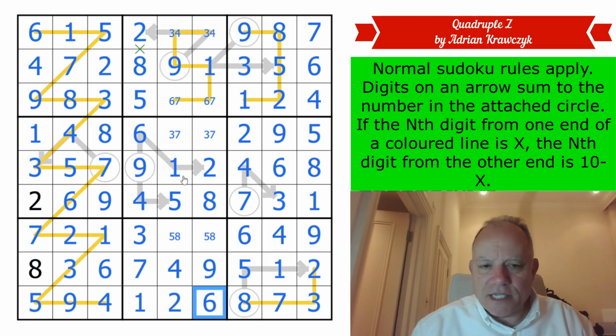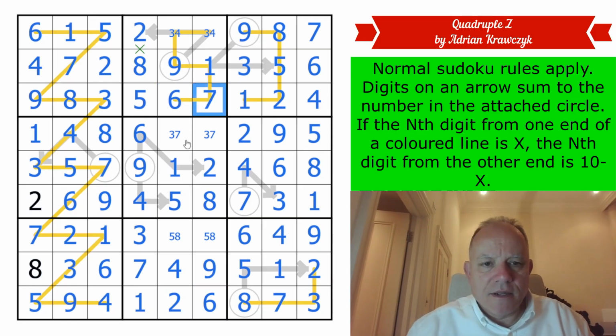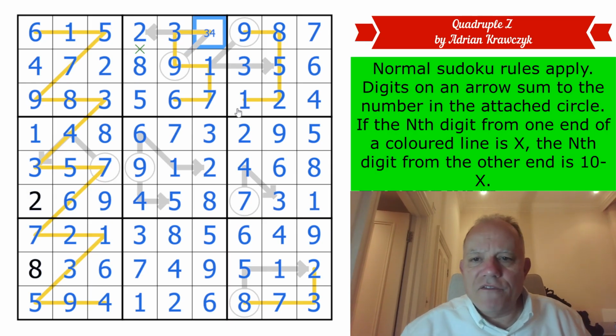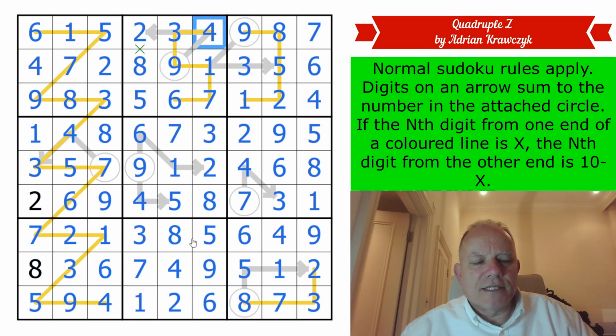Right, 1, 2, 6 across the bottom. These others must finish off. 6, 7. I will check the rule. 7 needs a 3 there. Yes, that works fine. 4 here finishes the puzzle, and that is a lovely puzzle. That really is an interesting rule. Difficult to state, and I did use my own wording on stating the rule.